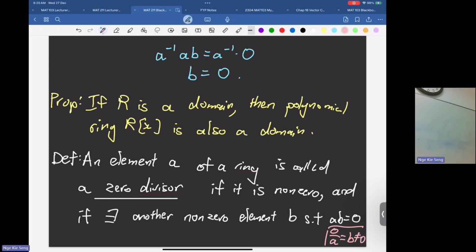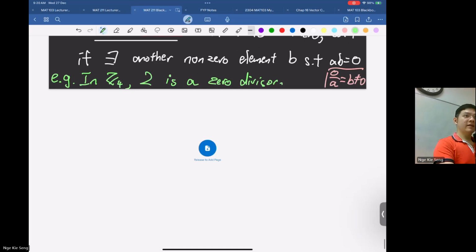For example, in Z4, who is the zero divisor? 2. 2 is a zero divisor, because there are two non-zero elements multiplied together that give 0. So if A is a zero divisor, B is also a zero divisor, automatically satisfying this definition. If you have two non-zero things multiplied together to get 0, you are called a zero divisor.